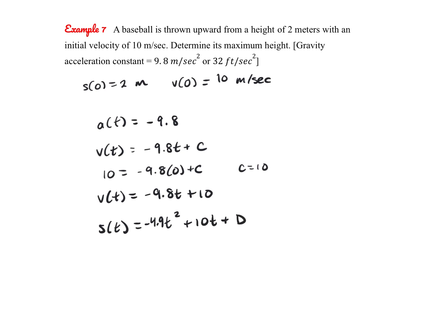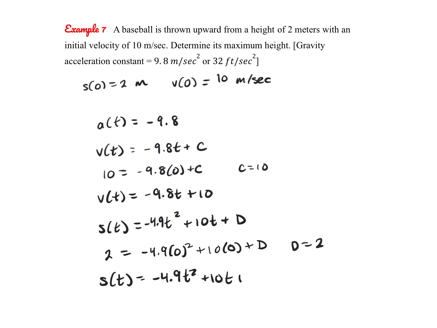And then we're going to use that other piece of information here to help us solve for d. 0 squared plus 10 times 0 plus d, so we know that d is equal to 2. So here's our position function, negative 4.9t squared plus 10t plus 2.